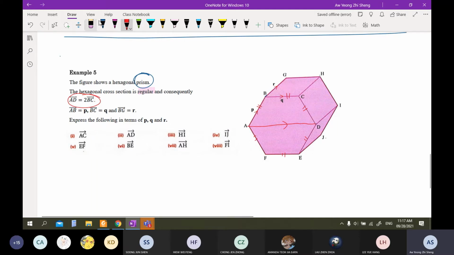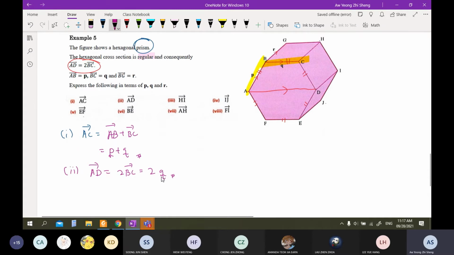So part 1, to get the vector AC, we just find a convenient path, preferably involving those sides with known vectors. So we have AB and BC, these two are known as p and q already, so this is a convenient path to take. AB plus BC will give us p plus q, and we are done. Part 2, to find AD. The question says it is 2BC. BC is given as q, so just write 2q and we are done. So the answer is 2q.